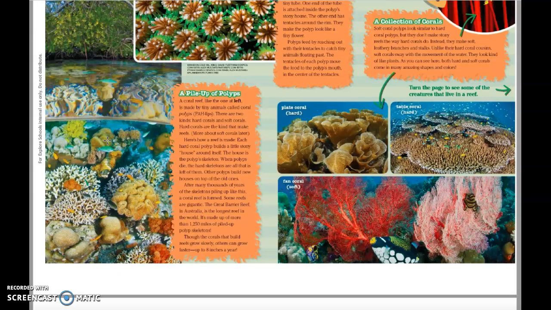Take a second to reflect. After reading that heading, a pile of polyps, was your prediction about what this section would be about correct? What does that subheading, a pile of polyps, have to do with what we just read? Think about that on your own for a second.